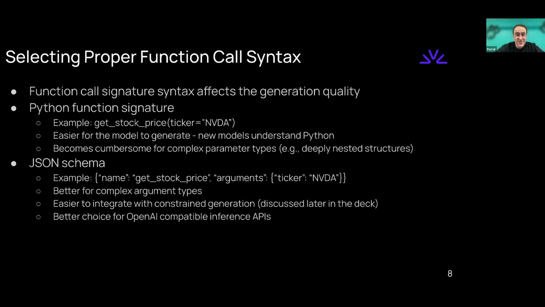Right. Another decision you need to make is to pick the syntax for the function calling. Based on what I have seen, there are two major contenders here. One is to perform a function call through the Python syntax, so basically generate a Python function call signature. And the other one is to generate a JSON schema, so basically have a JSON structure that describes the function name and the parameters.